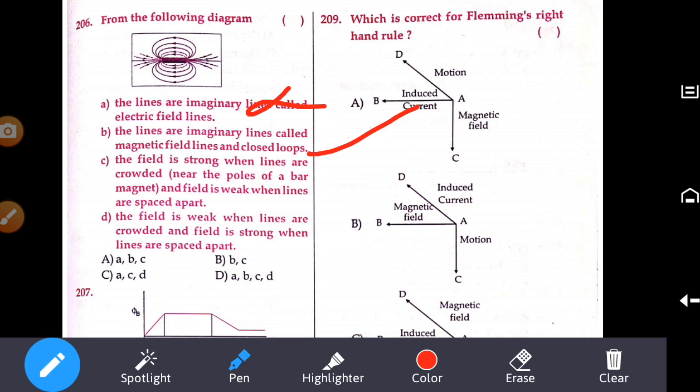That is correct. The field is strong when the lines are crowded, and the field is weak when the lines are apart. Near the poles, all the lines get crowded, so there the field will be more. At the middle region, the field will be less. So option A is wrong, B and C are correct. What about D? Field is weak when the lines are crowded, that is wrong. So B and C is our answer, which is option number B.